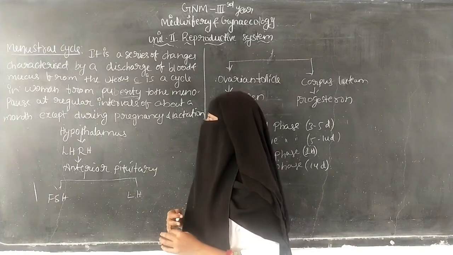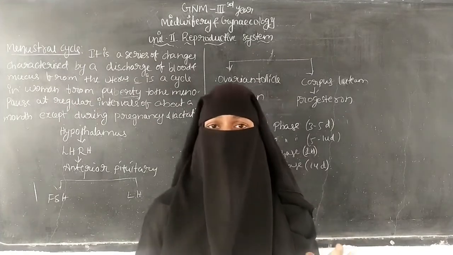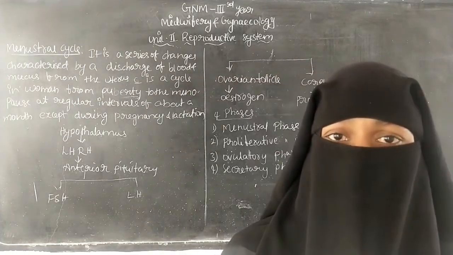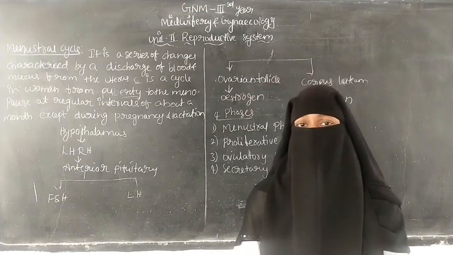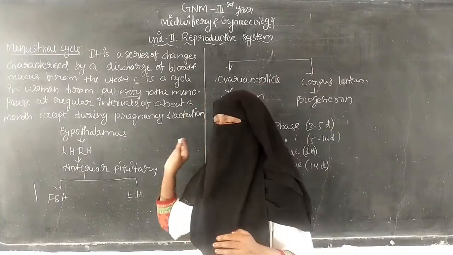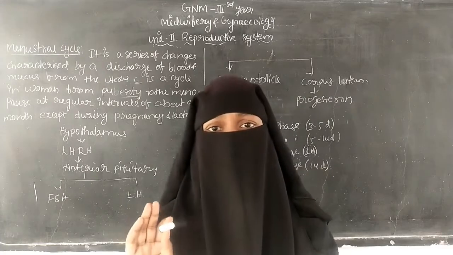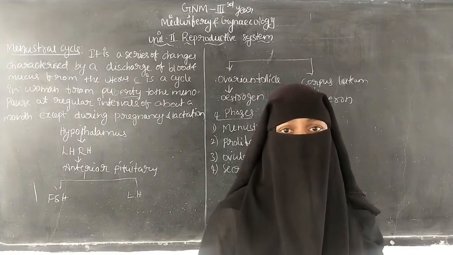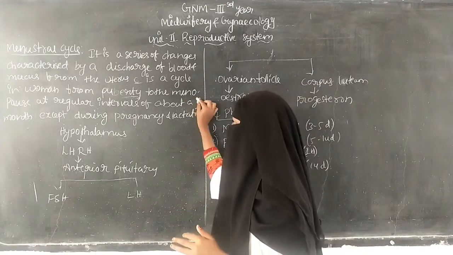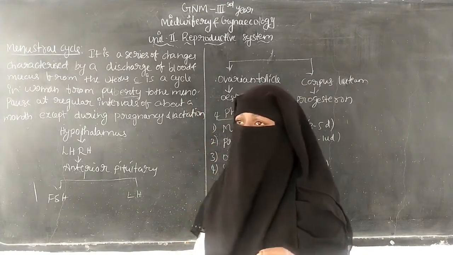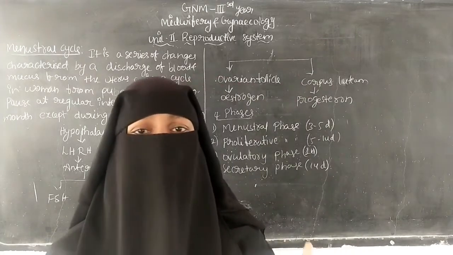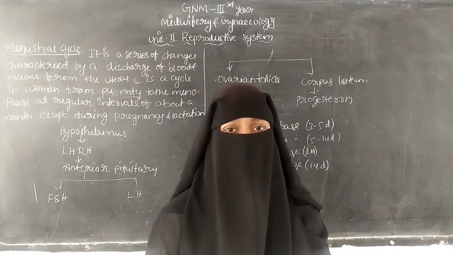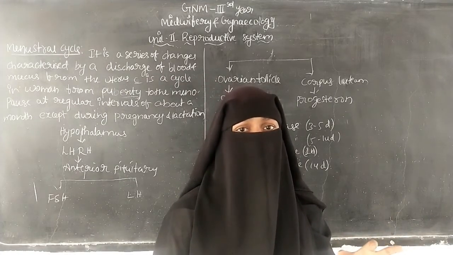The menstrual cycle runs from puberty to the menopause, when it ends. Menopause starts at 40 to 50 years. It is the stoppage of bleeding, and it is called the menopause period. During this period the bleeding stops, starting at the age of 40 to 50 years.